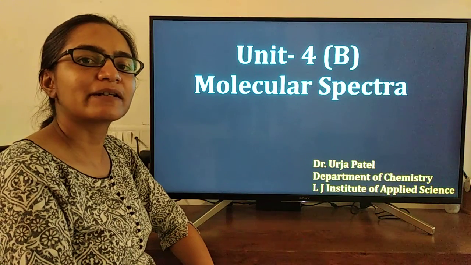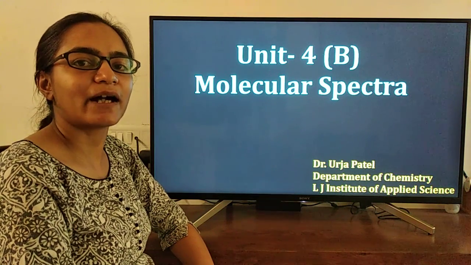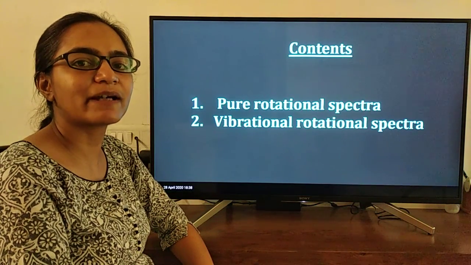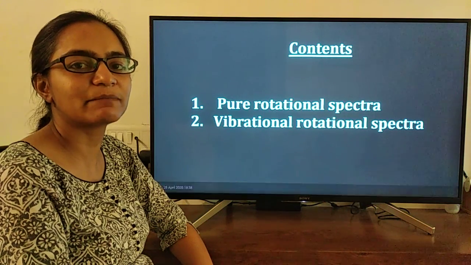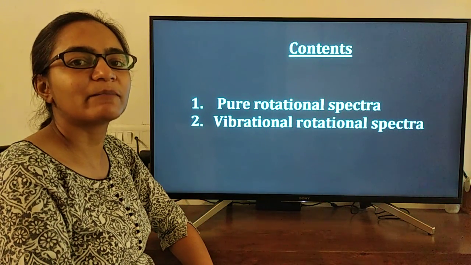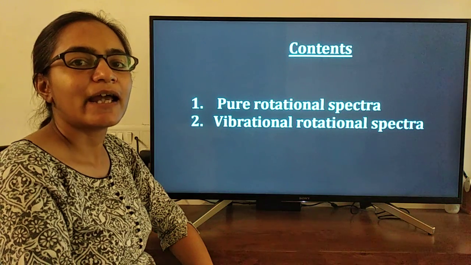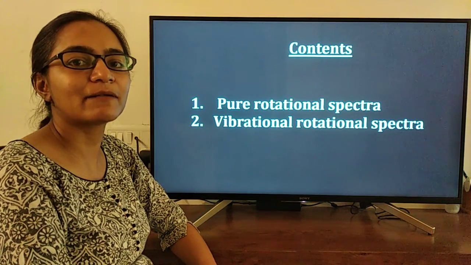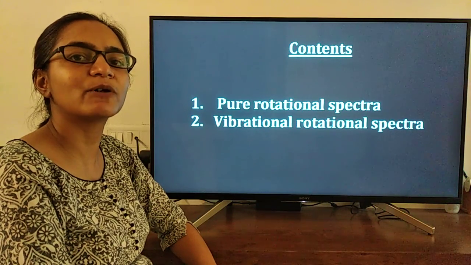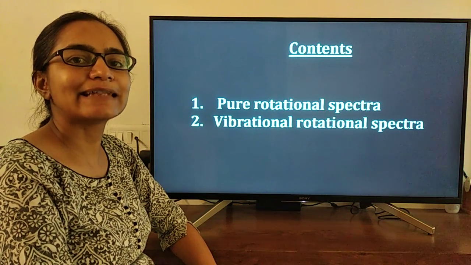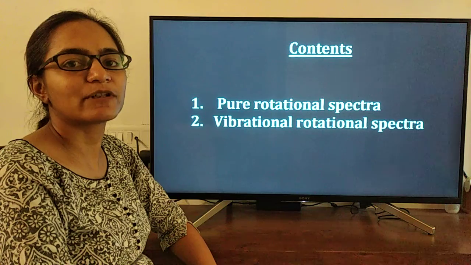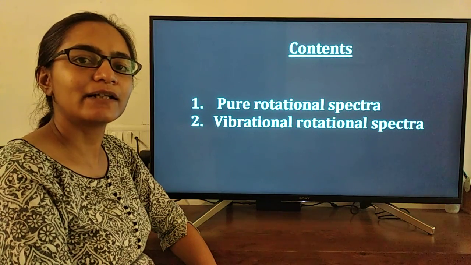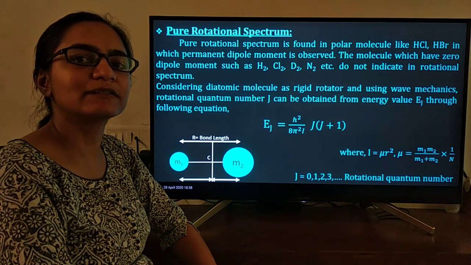In molecular spectra, it is divided into three parts. First is electronic spectra, second is rotational spectra, and third is vibrational rotational spectra. According to the syllabus of Gujarat University, two spectra are important. First is pure rotational spectra and second is vibrational rotational spectra. So let's start with the pure rotational spectra.